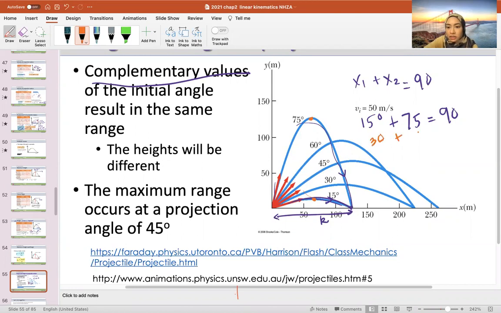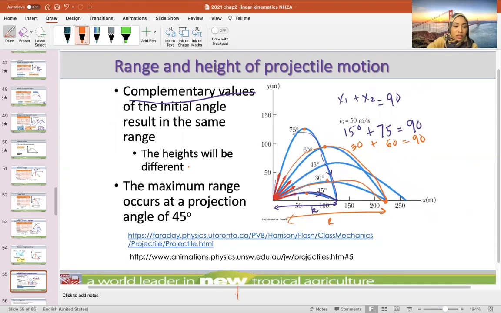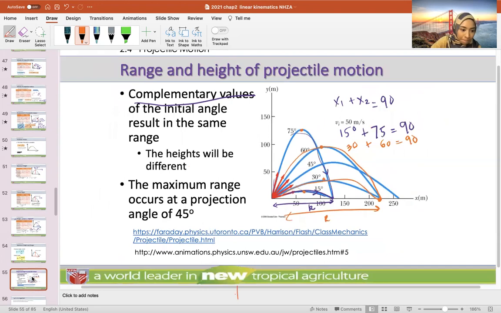Complementary angles: 30 and 60 will get you 90. So we are expecting the 30 range and the 60 range to be the same. 60 is this one and 30 is this one. You get the same range, but the maximum height is different. So it's just FYI, for your information, but it's not really important.